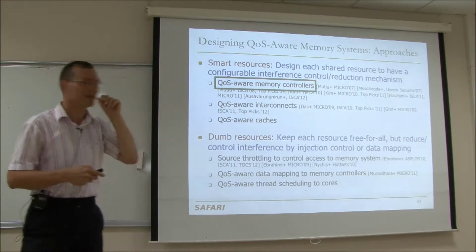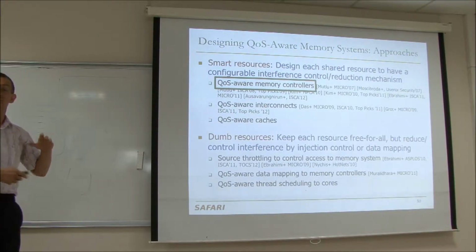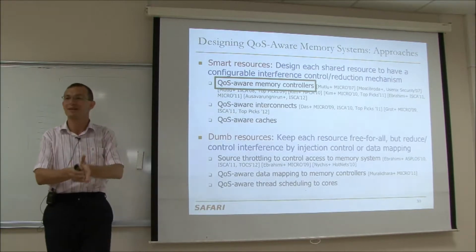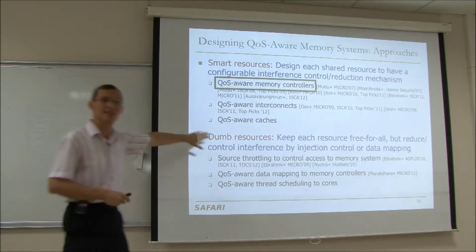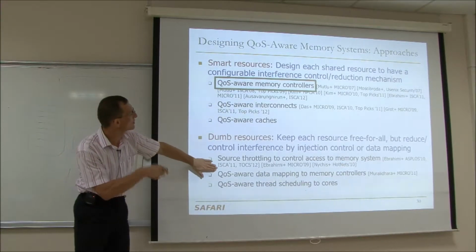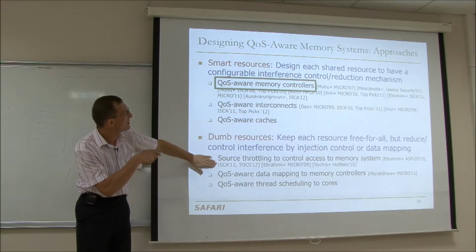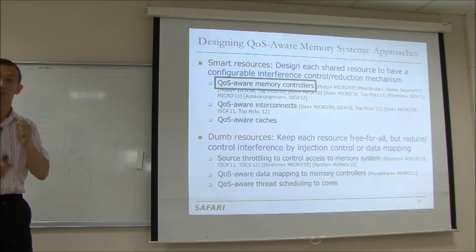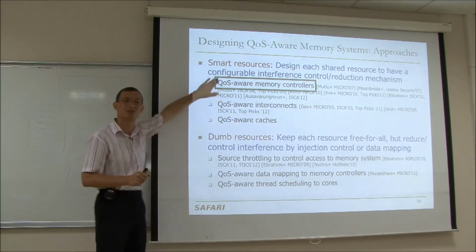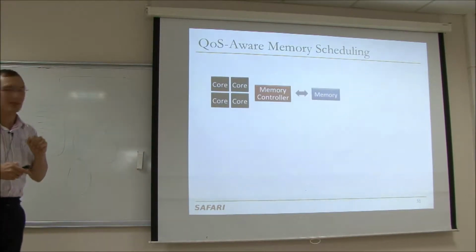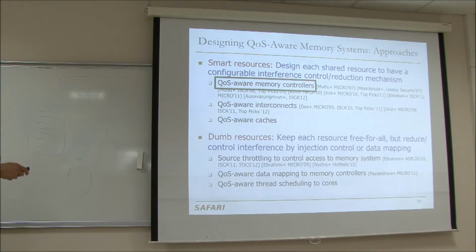But we'll basically cover these two fundamental approaches. And by the way, these fundamental approaches are combinable also. You can combine them and get a much better system. And I'll show you that you can get a much better system by combining data mapping to memory controllers as well as adding a little bit of quality of service aware memory scheduling. So doing both is usually better in this case, as long as you can combine them in a smart way. But let's focus on the memory scheduling first.